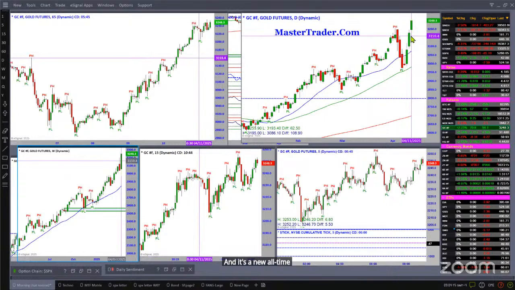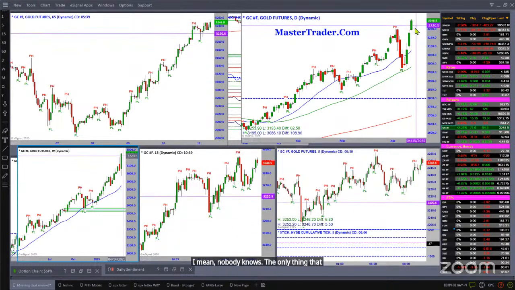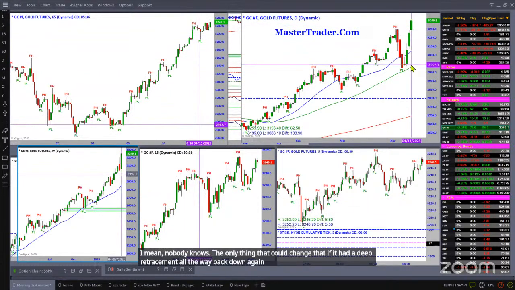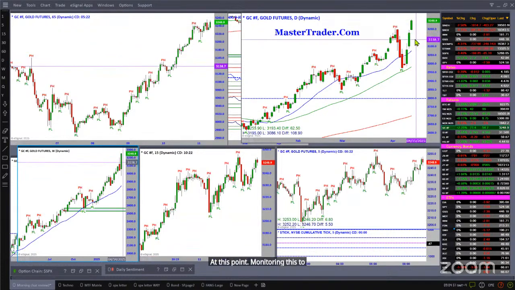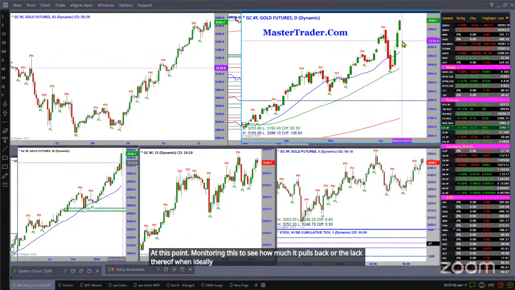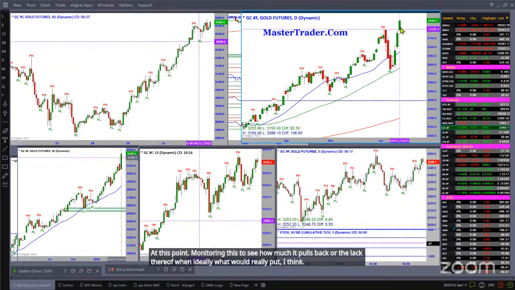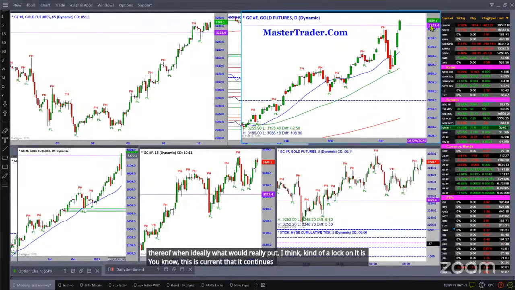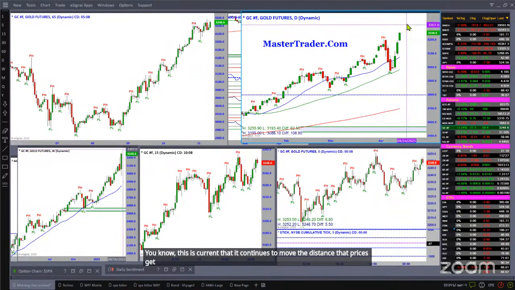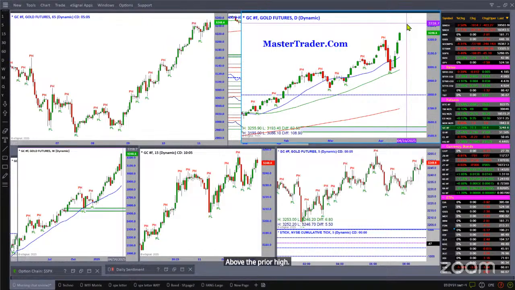So 3,500, 4,000. I mean, nobody knows. The only thing that could change that is if it had a deep retracement all the way back down again, and that would be more indicative of an intermediate term top where things get very volatile. So at this point, monitoring this to see how much it pulls back or the lack thereof. Ideally, what would really put a lock on it, and this is current, is that it continues to move. The distance that prices get above the prior high would be a good indication of that.